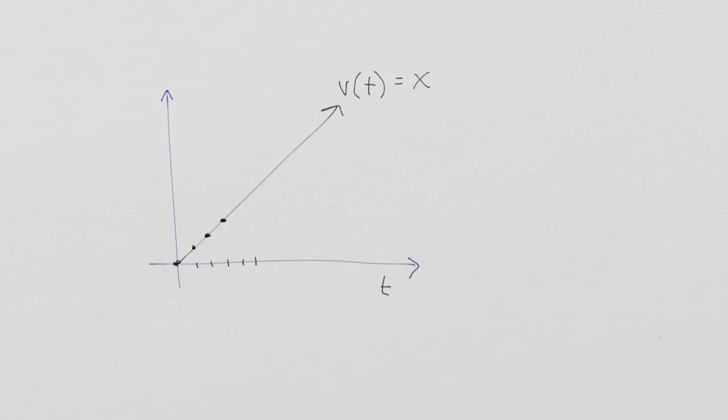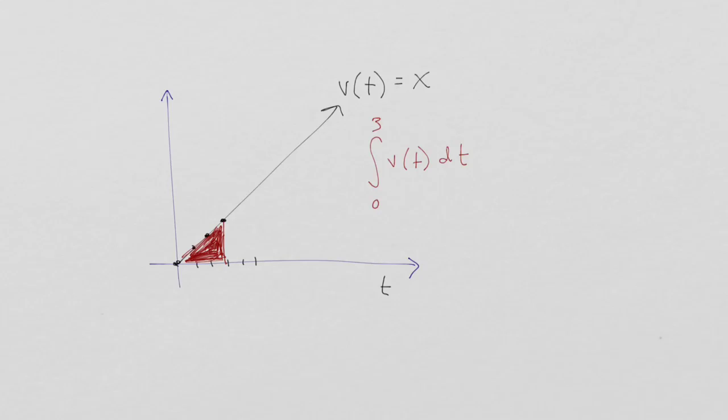So the question that I have is, what would I be calculating by calculating the area underneath the curve between 0 and 3? What is this? What is the area underneath this curve? In other words, what is the antiderivative from 0 to 3 of v of t with respect to t?